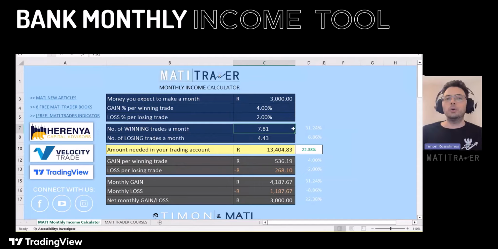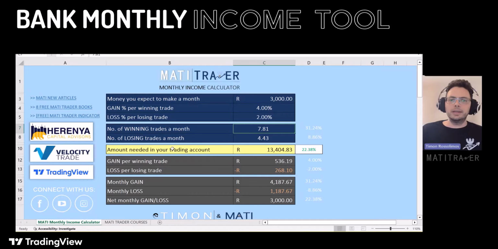Now, I do know that there is no such thing as a 0.8 trade. Okay, but if you want complete accuracy, I've included the decimals for you. So you can round it up to 8, you can drop it down to 7, completely up to you, but for accuracy's sake, I do want to include the decimals. So the number of winning trades a month is 7.81. The number of losing trades a month is 4.43.